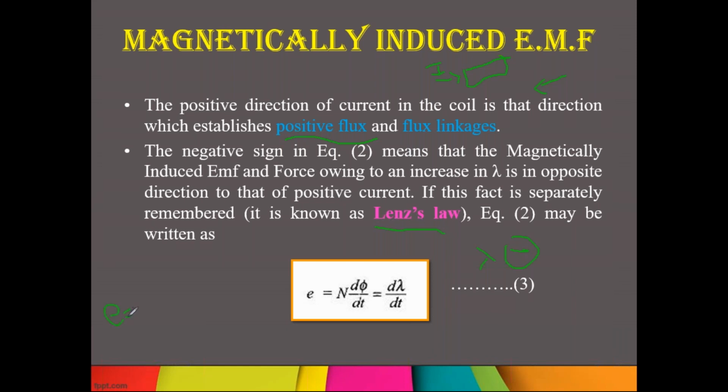E is equal to minus n into d phi by dt. This equation is given by Lenz's law. Now keep this in mind. This negative sign denotes that the flux linkage is opposite to the positive current. This equation can also be written as E is equal to d lambda by dt, since instead of n phi we can write lambda, where lambda is equal to n phi. So the negative sign is only an indication of direction, and you cannot apply it for the values.